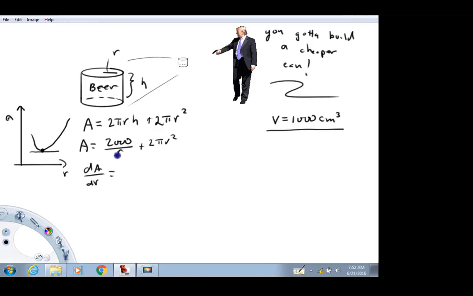When we differentiate this function, its derivative is minus 2,000 over r squared. That's coming from, effectively, this being r to the minus 1 and applying the power rule. Or you could use the quotient rule on this, either one. 2 pi r squared has a derivative of 4 pi r. And again, we're looking for where this equals 0.